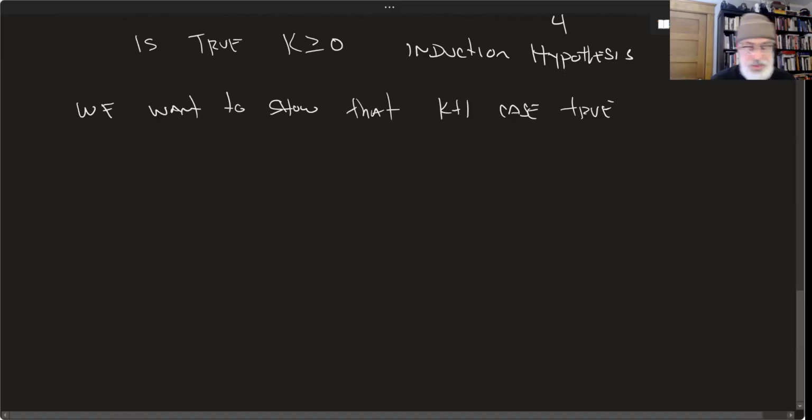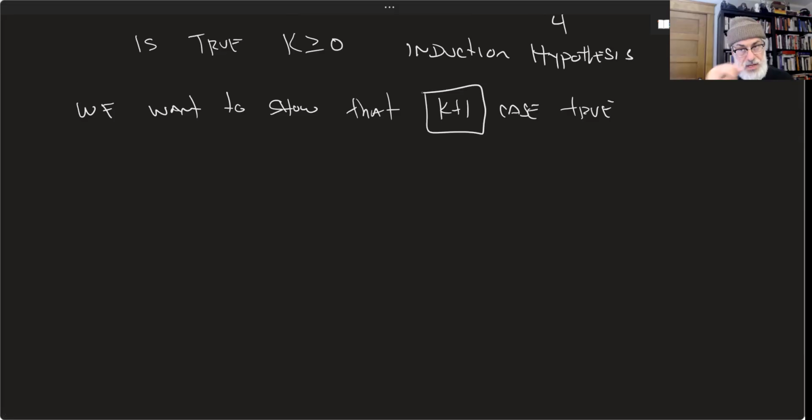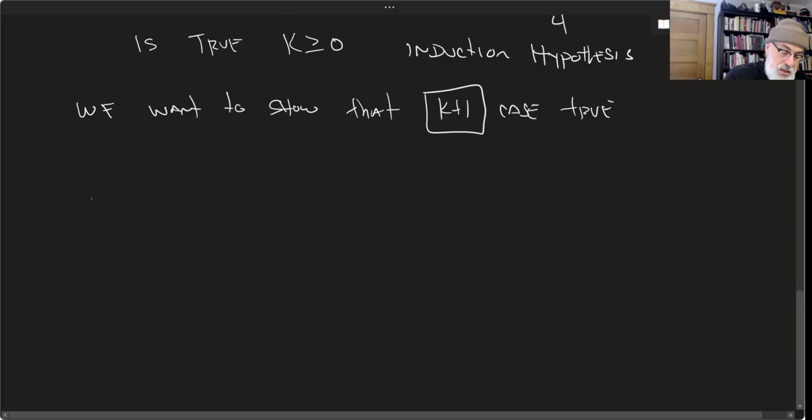So when we show that the k plus 1 case is true, we're going to show that using the induction hypothesis. So again, we want to show that the k plus 1 case is true. So what we're going to do is add a term to the left-hand side. In other words, we have up to k, and we want to show that the k plus 1 term on the left is equal to the right-hand side with the next term, or k plus 1. It's going to look like this. So we'll just write it.